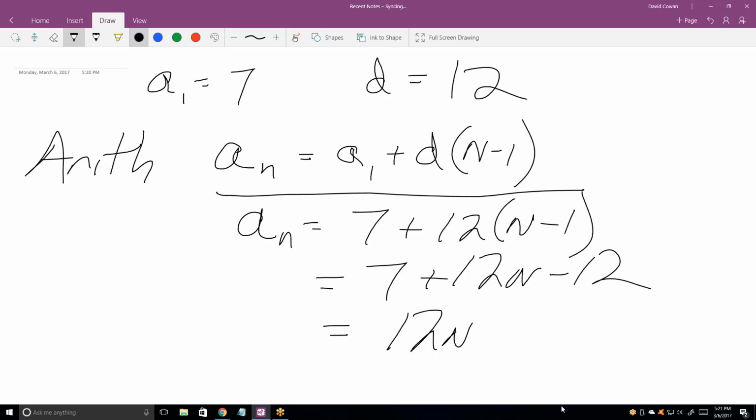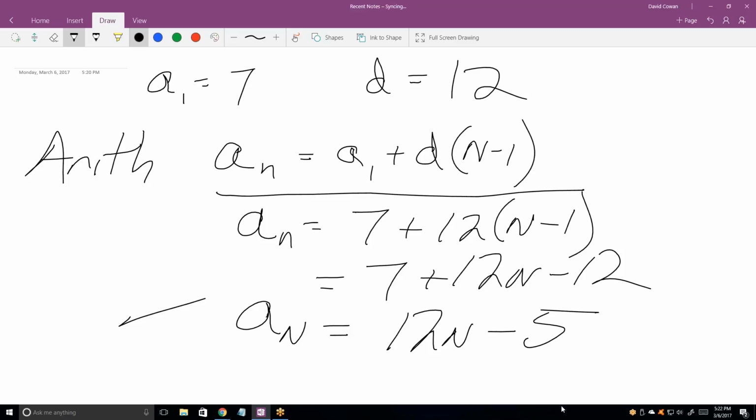12n plus 5. Minus 5. So that's what the nth term is. In other words, if I wanted to know the 175th term, I could figure it out real easily by just plugging in n of 175. And D is the common difference, right? Correct.